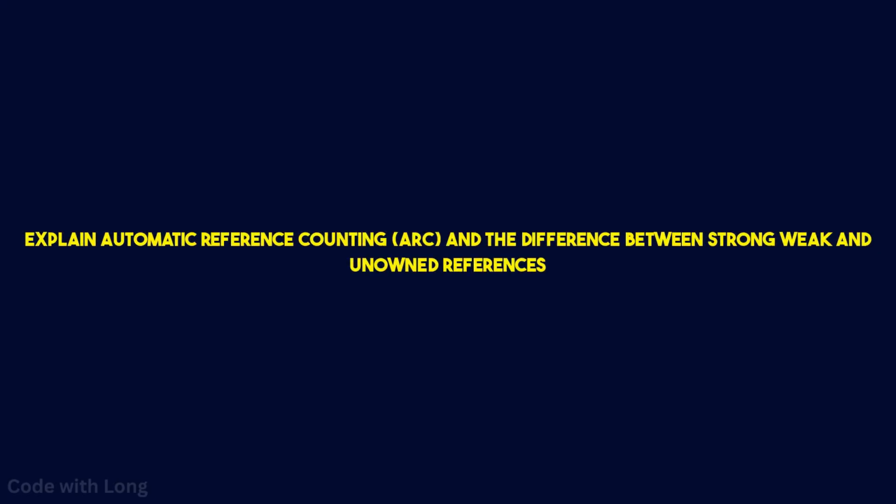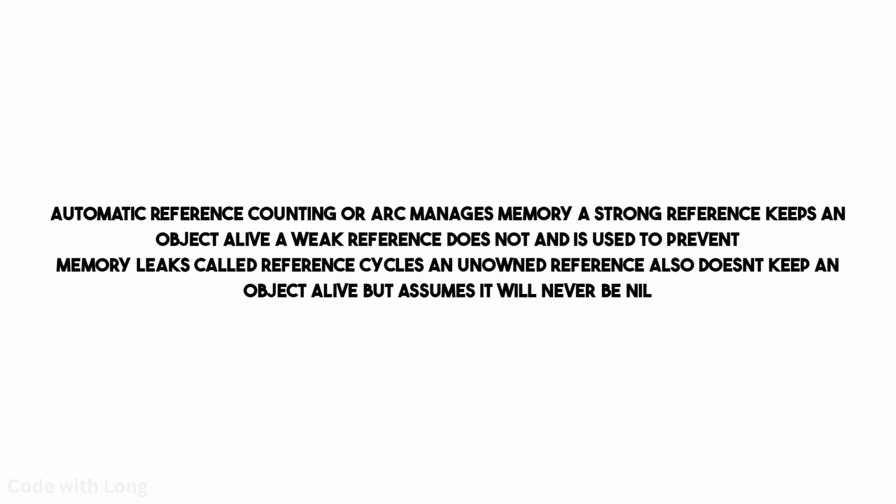Explain automatic reference counting, ARC, and the difference between strong, weak, and unowned references. Automatic reference counting, or ARC, manages memory. A strong reference keeps an object alive. A weak reference does not, and is used to prevent memory leaks called reference cycles. An unowned reference also doesn't keep an object alive, but assumes it will never be nil.